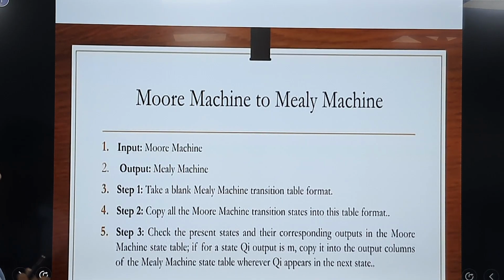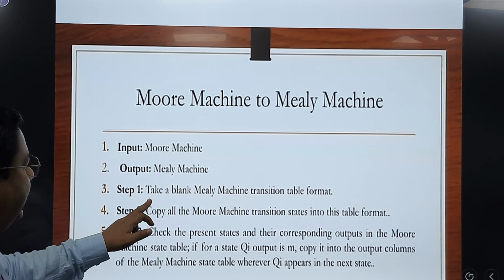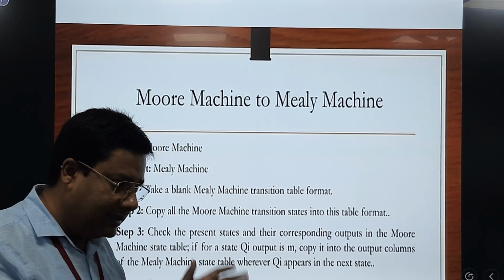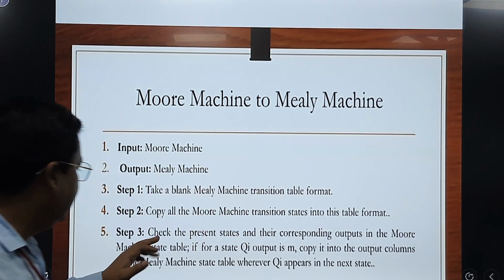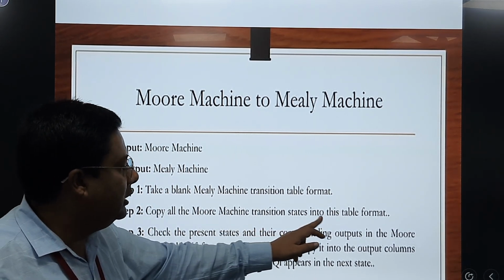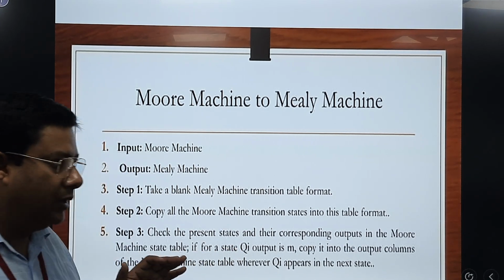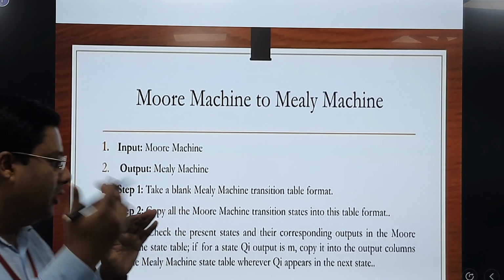Input is the Moore machine. Output is the Mealy machine. Take a blank Mealy machine. First of all, we take the blank Mealy machine, designed based on the present state to the next state. Step number 2: copy all the Moore machine transition states into this table format. We have to copy the transitions of the Moore machine into the Mealy machine directly.